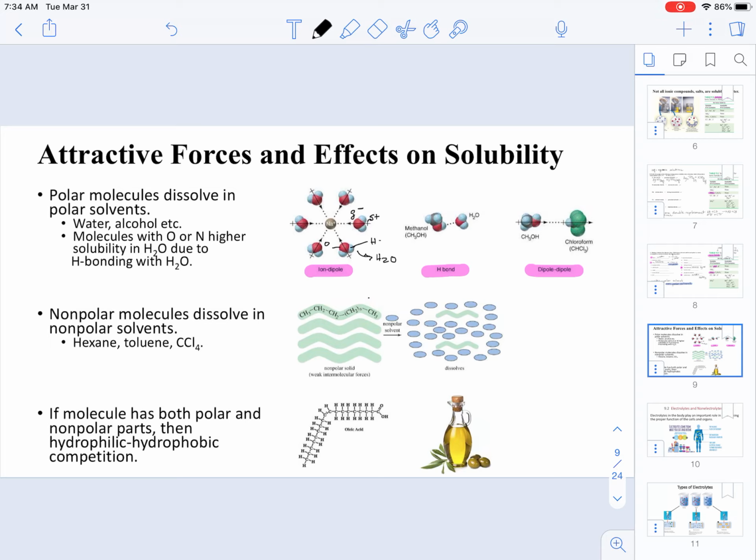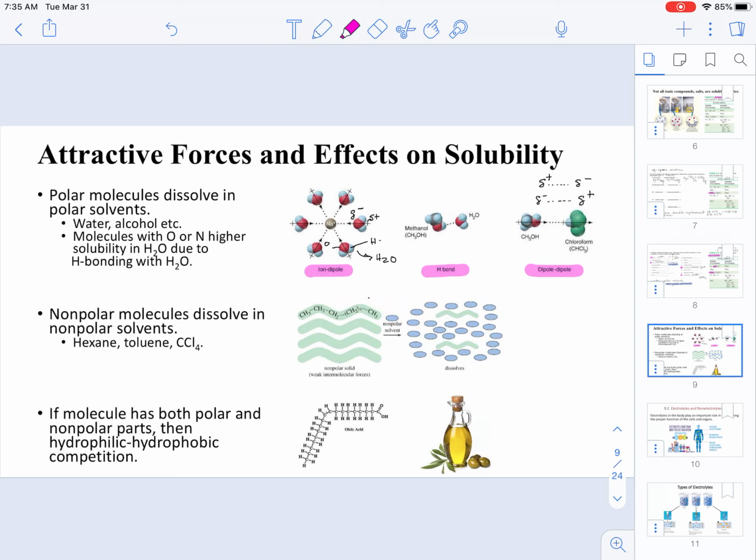And then lastly, we have dipole-dipole attractions. Again, this is when we have the pairing of the delta positive of a molecule interacting with the delta minus of another molecule. The delta minus of the molecule interacts with the delta plus of the molecule, okay? So those opposite charges on either molecule are going to be interacting with one another.